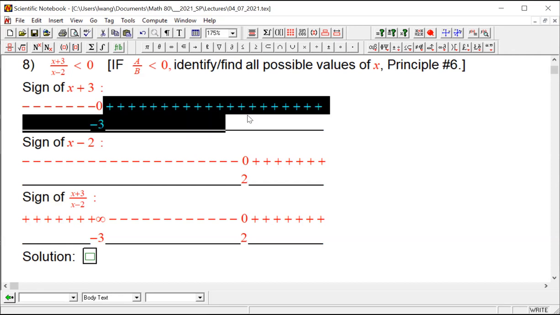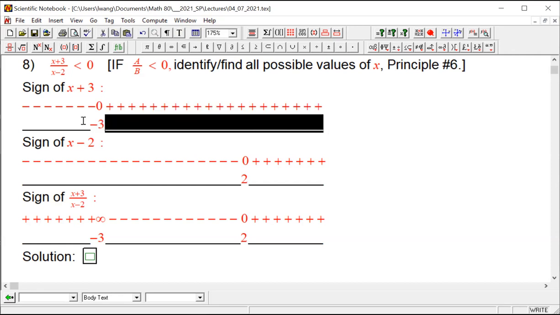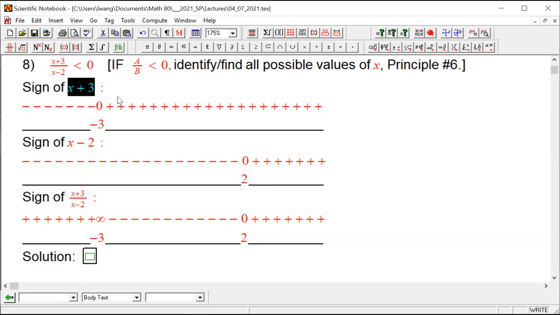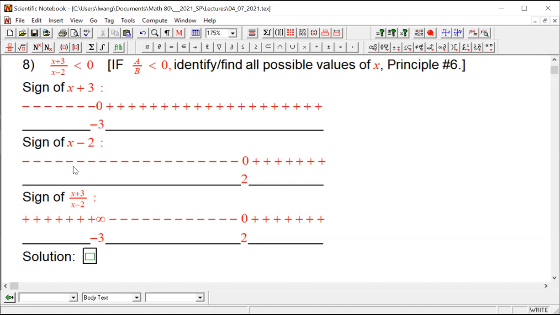5 is positive. So any number you pick larger than negative 3, plugging into x plus 3, you're going to get a positive number. So that's what this chart means. Okay, just make sure everybody is with me. And then we look at the sign of x minus 2. The sign changes at 2. If we plug in any number smaller than 2, we're going to have a negative number.